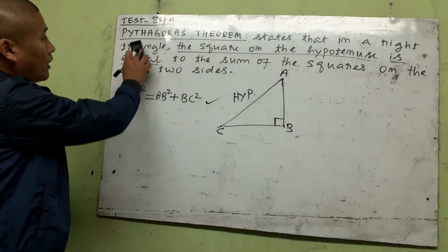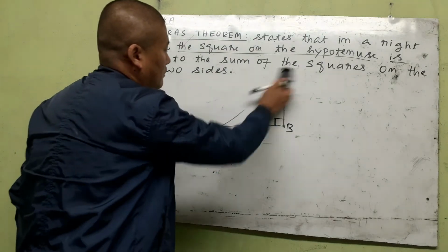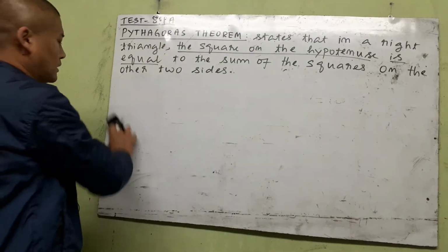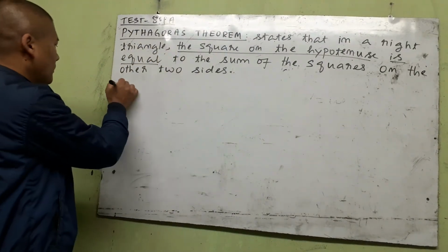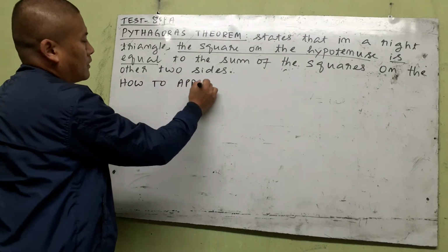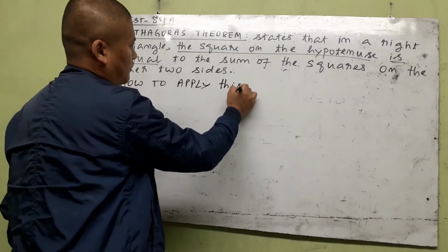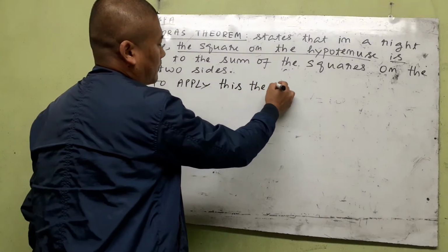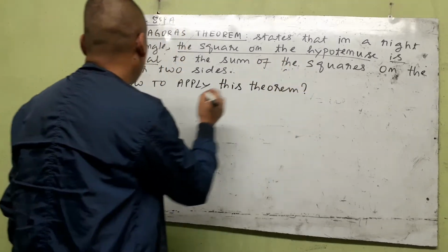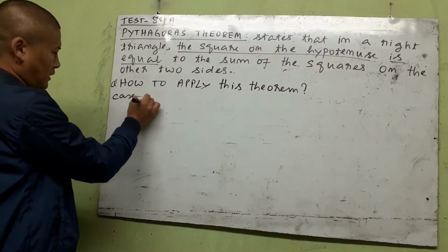Now let us see how we can apply Pythagoras theorem in one way. So there are three cases. So you can just try how to apply this theorem, means Pythagoras theorem. So let us answer this question. There can be a case here, case 1.